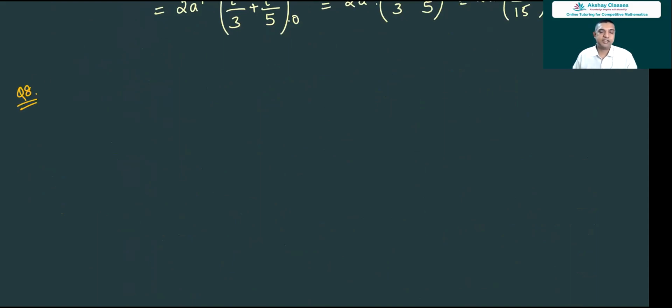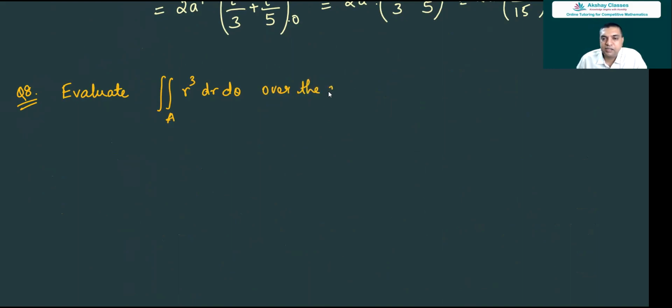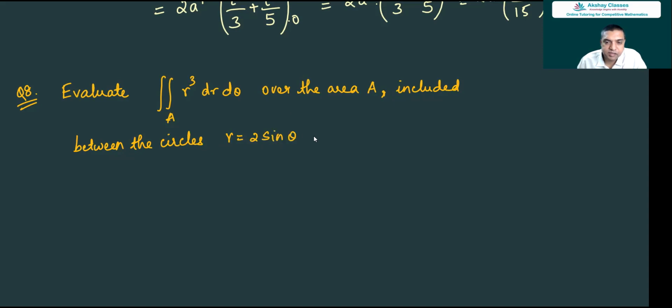Now, let's say in polar coordinates, the area is not specified. So, evaluate the integral of r cube dr d theta over the area A included between the circles r equal to 2 sine theta and r equal to 4 sine theta.